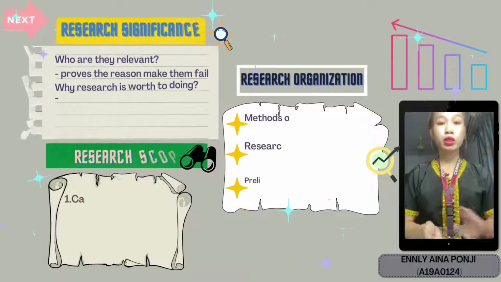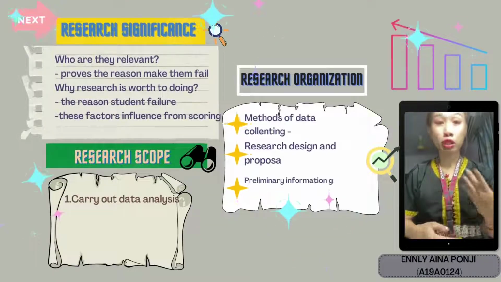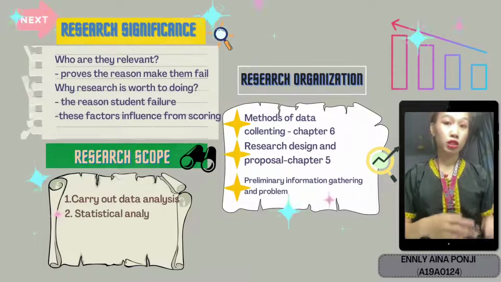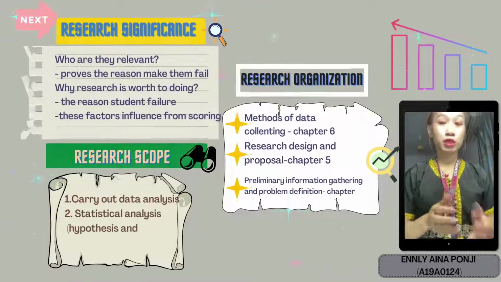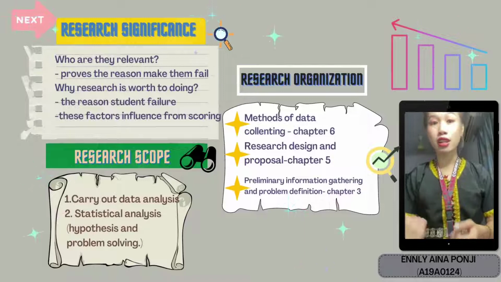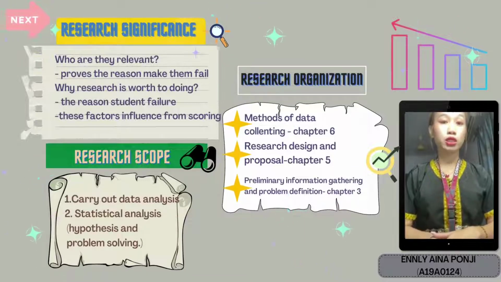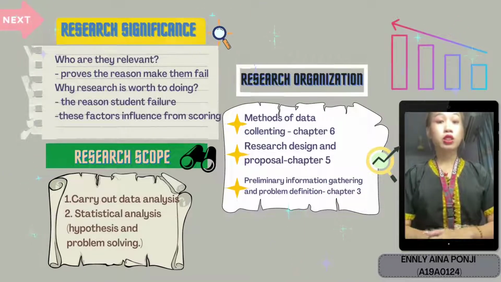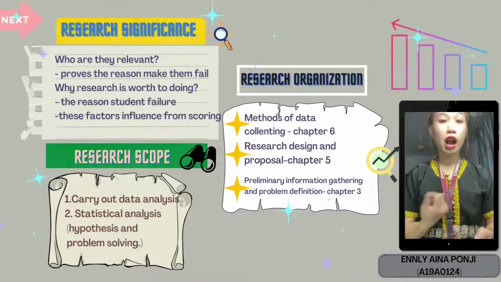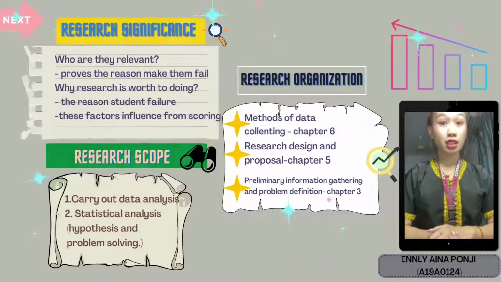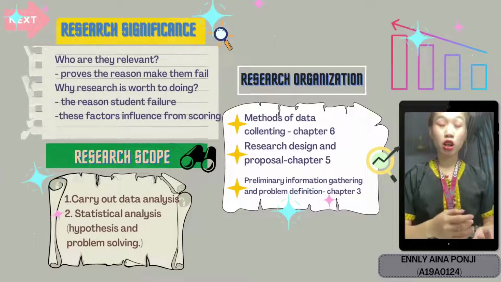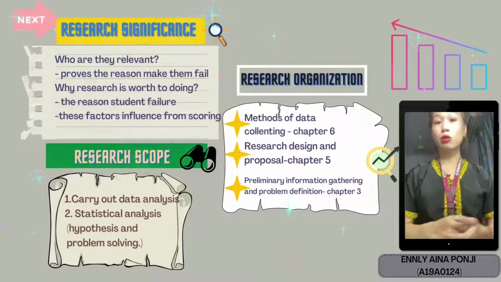Let's move on with the research significance. Who is it relevant to? It demonstrates why students failed. The research purpose is to find the causes of student failure and the factors that influence scoring. The research scope: we want to carry out data analysis and statistical analysis at the end of the research work to prove our hypothesis and solve the problem.